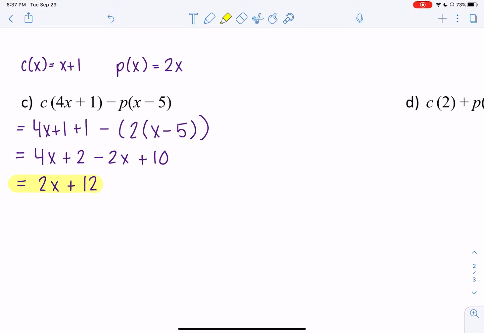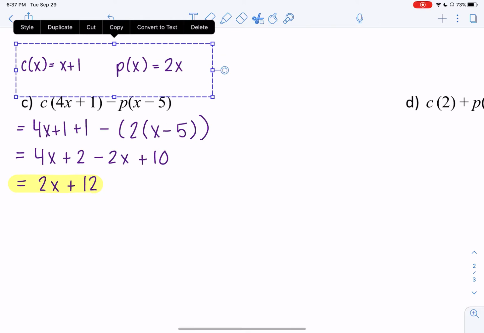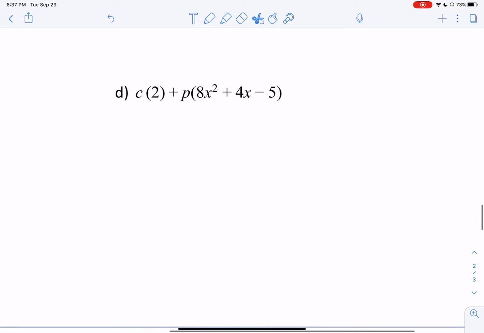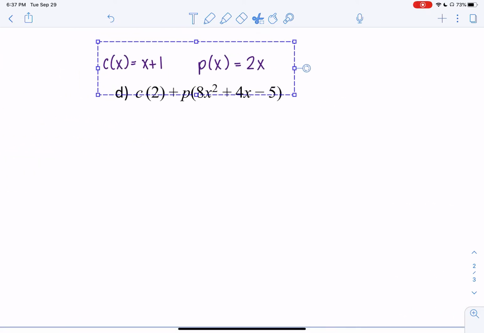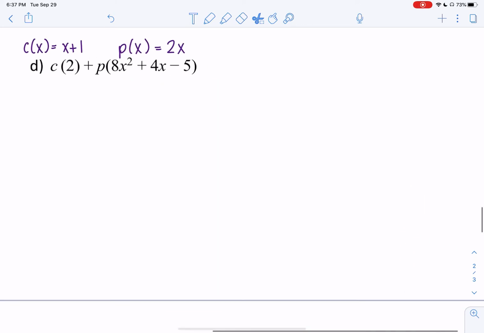One more example, we'll just copy this and bring it over. There we go. So now we have c at 2 plus p at 8x squared plus 4x minus 5. So for c, instead of writing an x, we're just going to write a 2. So we have 2 plus 1 plus. Now for p, instead of writing an x, we're going to write 8x squared plus 4x minus 5.